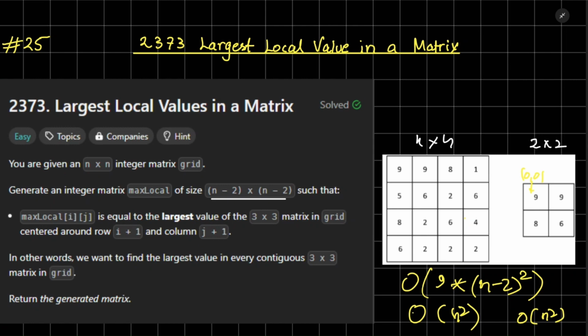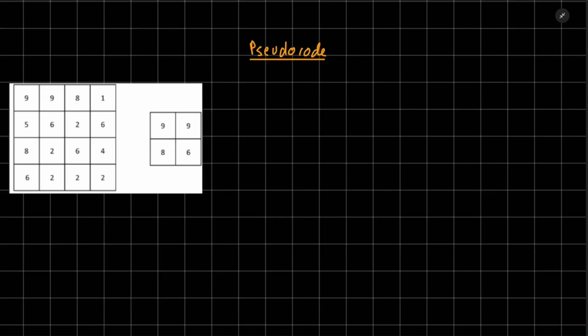So now, first of all, we will traverse the matrix, but before that, we'll just declare an answer matrix that we have to return. So let's say this is our answer matrix. We'll make this answer matrix first, and its size would be n minus 2 cross n minus 2. Make the matrix. Now, you have to traverse this matrix.